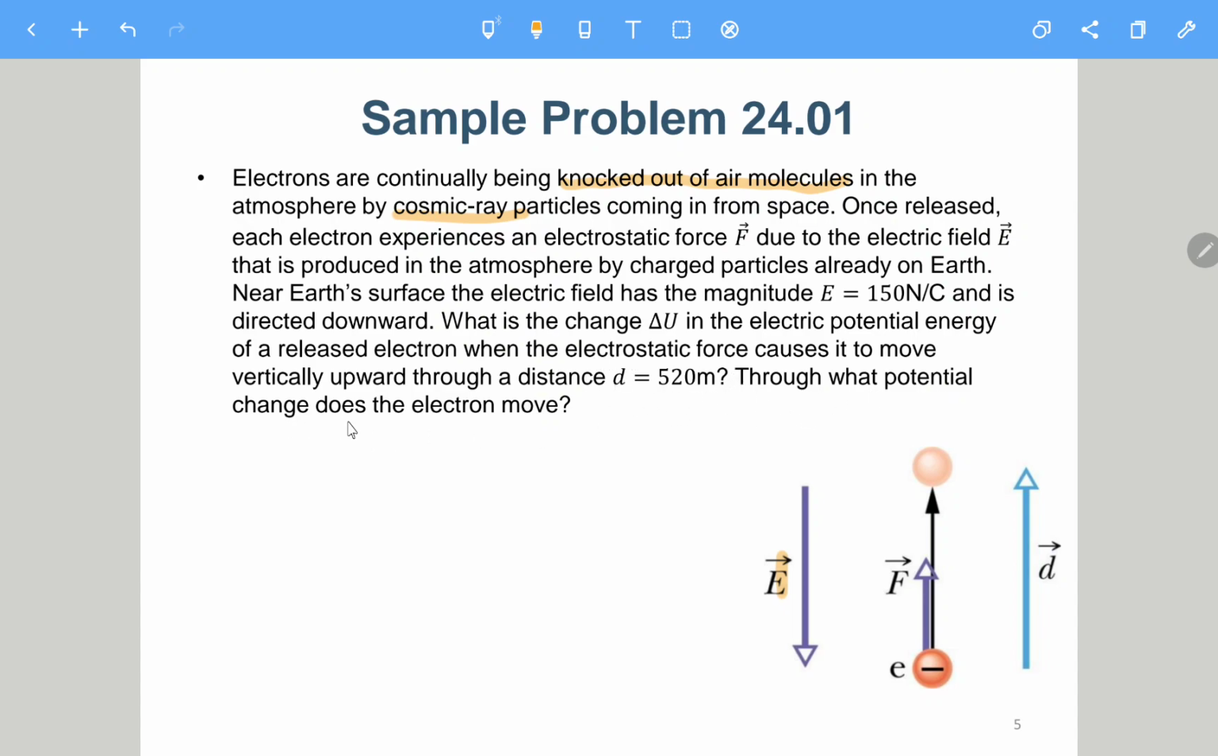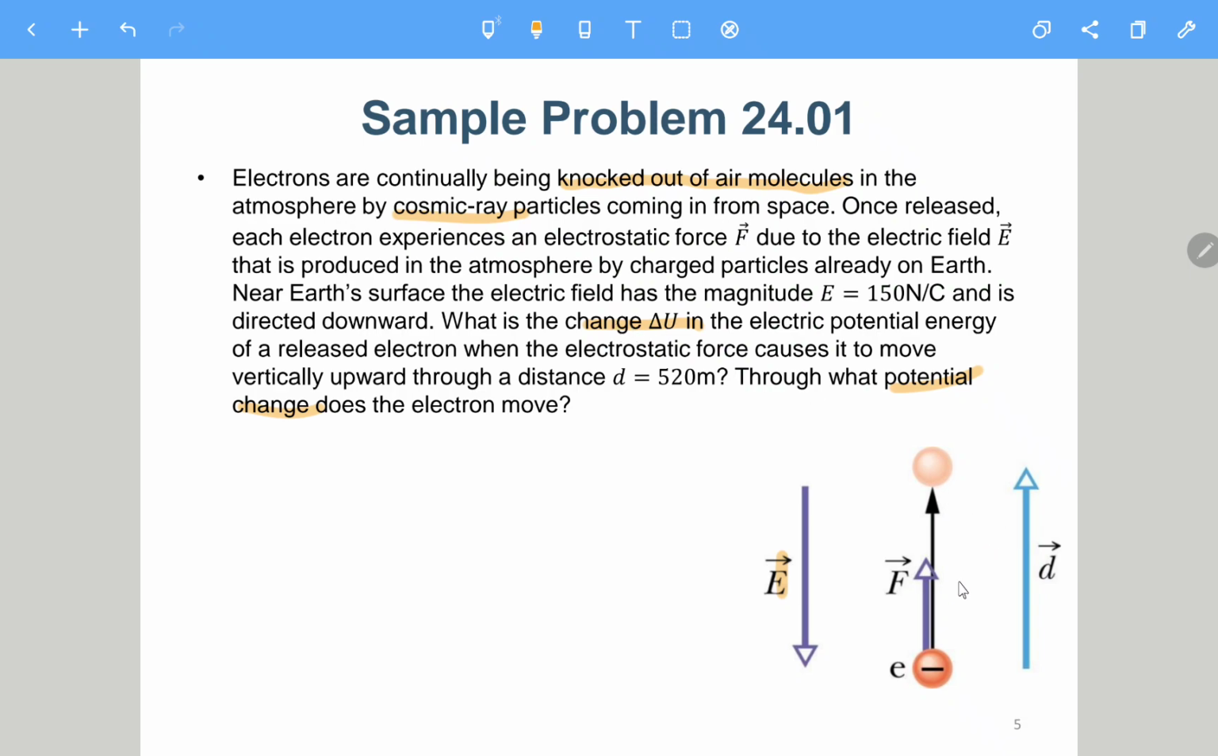Through what potential change does the electron move? So there is at least the potential change, and also what is the change delta U. So it asks you at least two things.